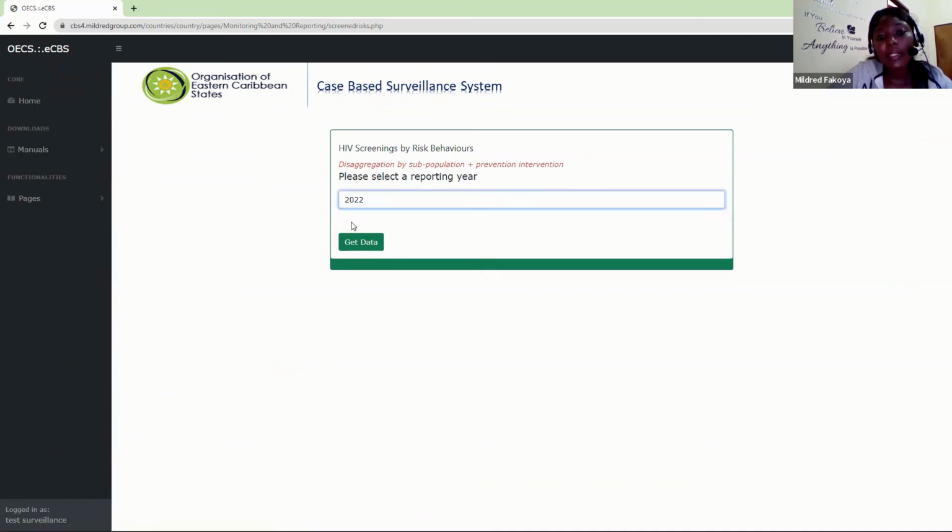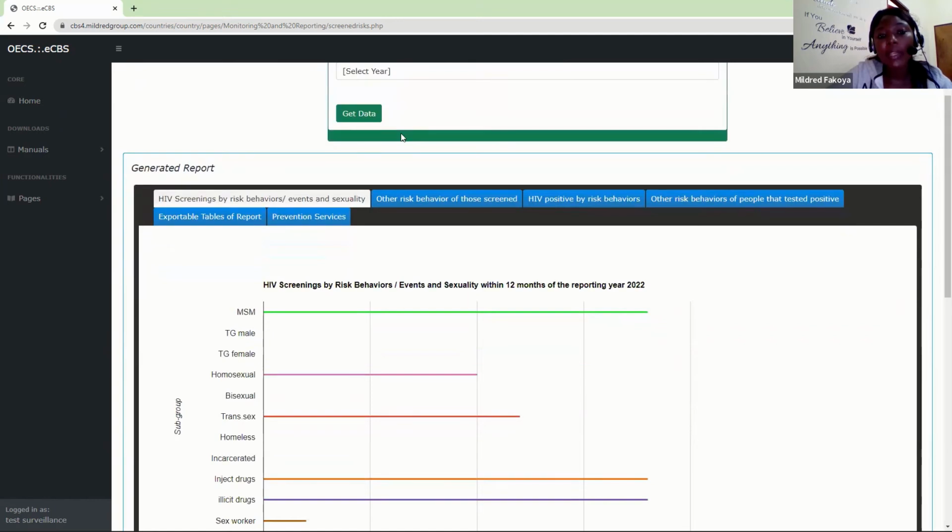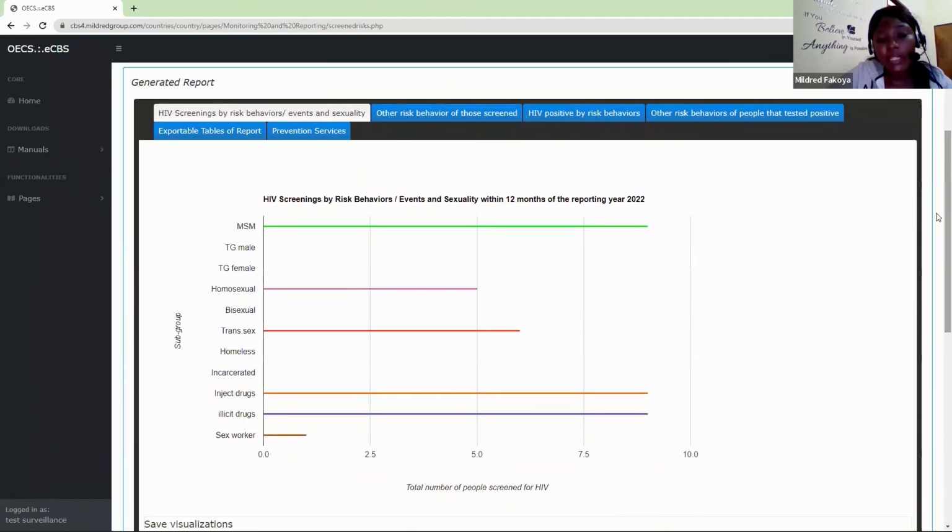Here, you select the reporting year, and then it gives you reports on the different populations that were screened, the different populations that are positive, and also gives you their access to prevention services for each of these populations. So this gives us HIV screenings by risk behaviors, their life events, and sexuality. So males that have sex with males, the number screened, the number of transgender male, the number of transgender female, the number of homosexuals, the number of bisexual, the number of people who have transactional sex, the number of homeless, incarcerated, people who inject drugs and people who use illicit drugs, and the number of sex workers who were screened within 12 months of the reporting year.